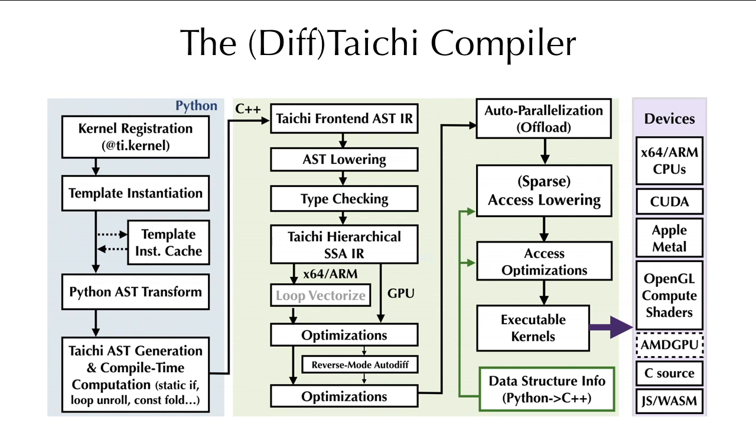So the Taichi compiler is a standalone compiling system. Basically, starting from a Python script, we lower all the way down to executable kernels on parallel devices. As you can see, we have a pretty complex compilation workflow that progressively lowers the high-level Python kernel into low-level executable code.